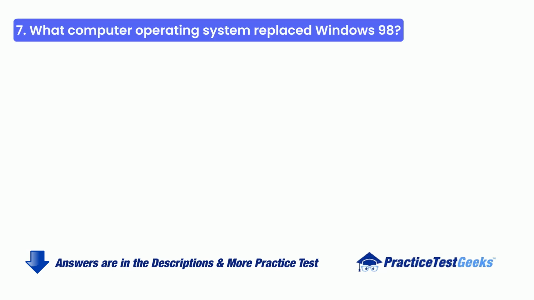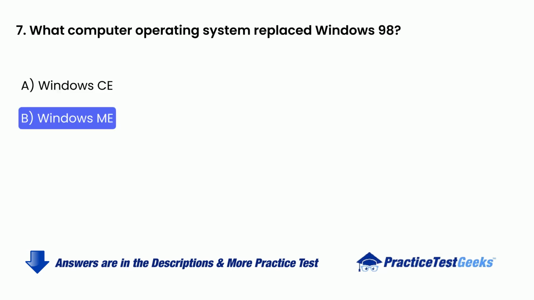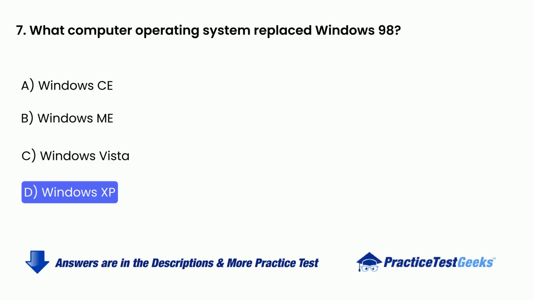What computer operating system replaced Windows 98? A. Windows CE. B. Windows ME. C. Windows Vista. D. Windows XP.